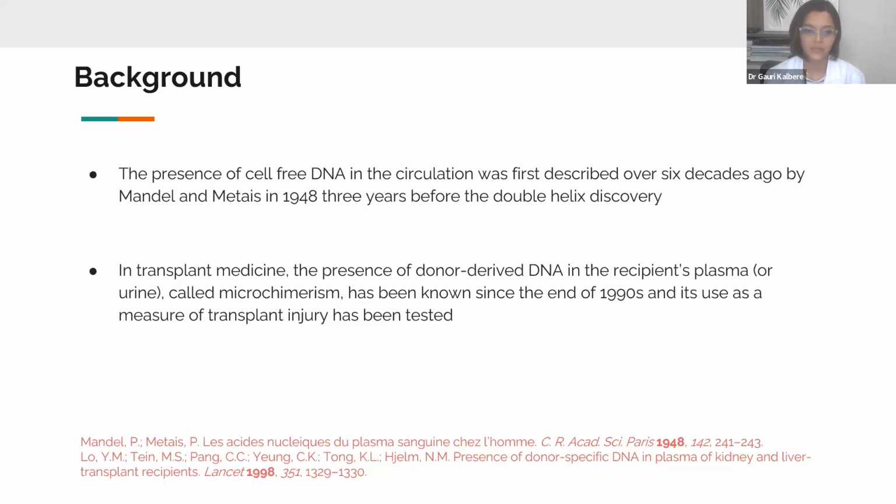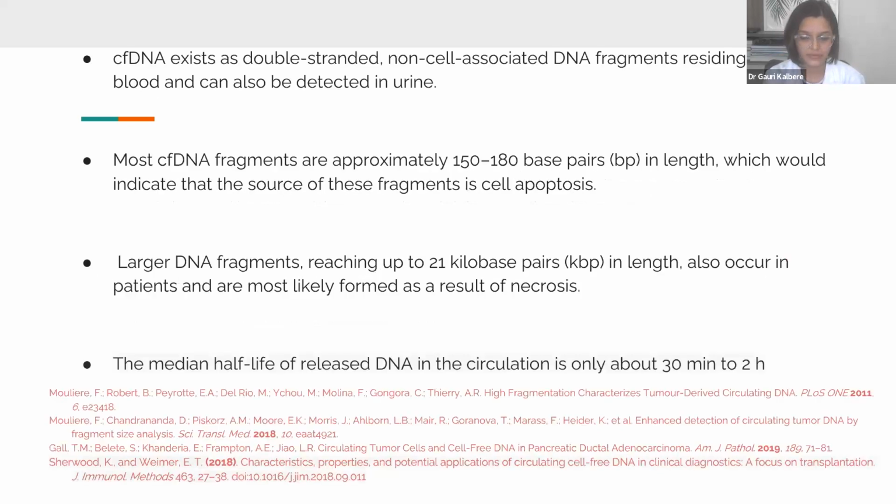So now why is it important? It's been known since then, and it's been used in other facets like in cancer and in other transplants such as liver and heart. So why now? Why for renal transplant? Basically, in transplant medicine, the presence of donor-derived DNA in the recipient sample or urine is called chimerism. So it's a microchimerism, and its use as a measure of transplant injury has only recently been tested and found to be quite effective in clinical trials.